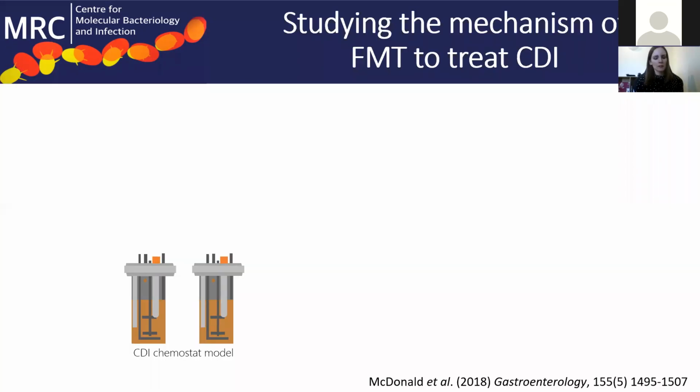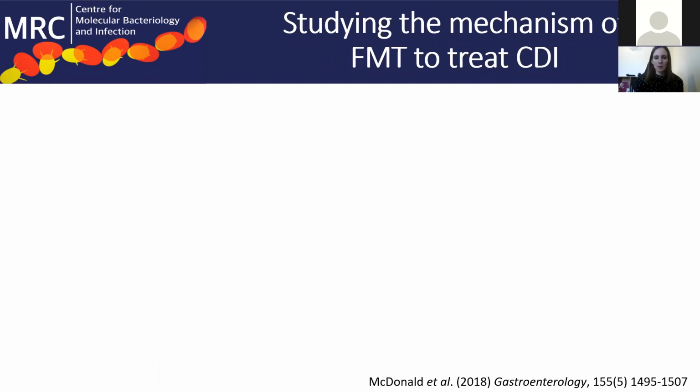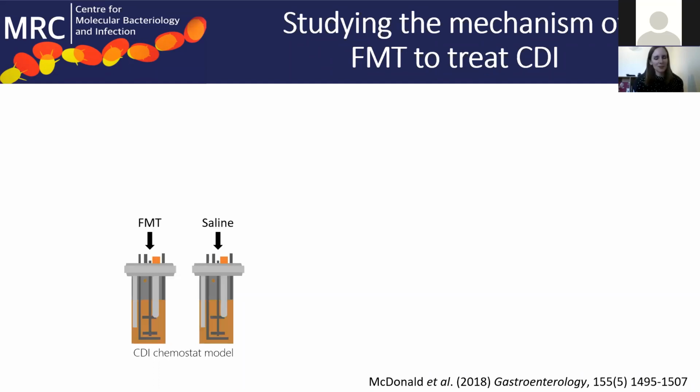So I was using this artificial gut model to culture the gut and to mimic the conditions found in patients with this C. diff infection. We took stool from a donor, inoculated it into the vessel, gave it antibiotics and these C. diff spores, and then let that stabilize. Then we administered FMT to one of those vessels and control saline to the other vessel. That's the liquid that we use to homogenize the fecal sample to make our FMT preparation. So we have a nice control there.